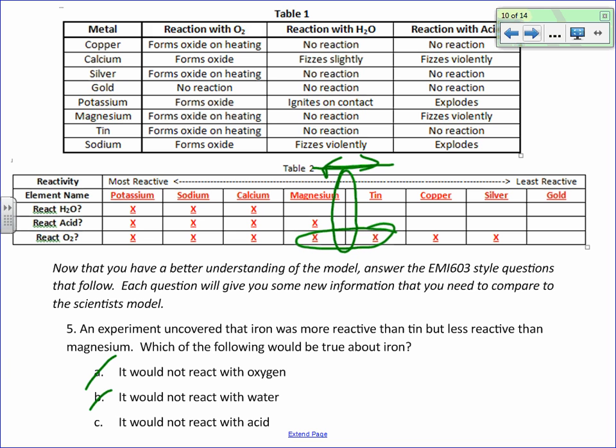It would not react with acid. We don't know that for sure, because magnesium does react with acid. Tin doesn't react with acid. So we don't know if it would react with acid or not.